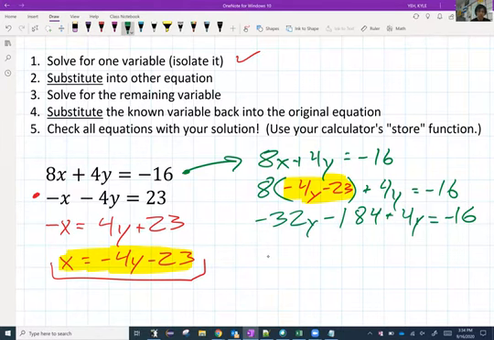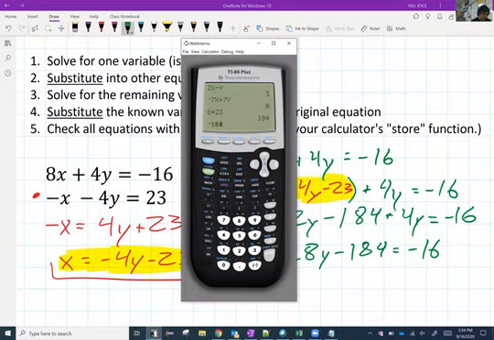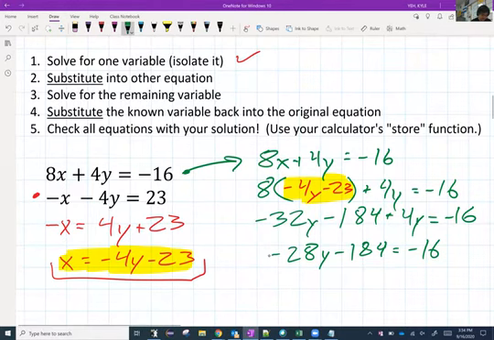So negative 32y's minus 184 plus 4y equals negative 16. I'm going to combine like terms. So negative 28y's minus 184 equals negative 16. I need to add 184 to both sides. So I'll say, what is negative 16 plus 184? 168. So 168 is equal to negative 28y's.